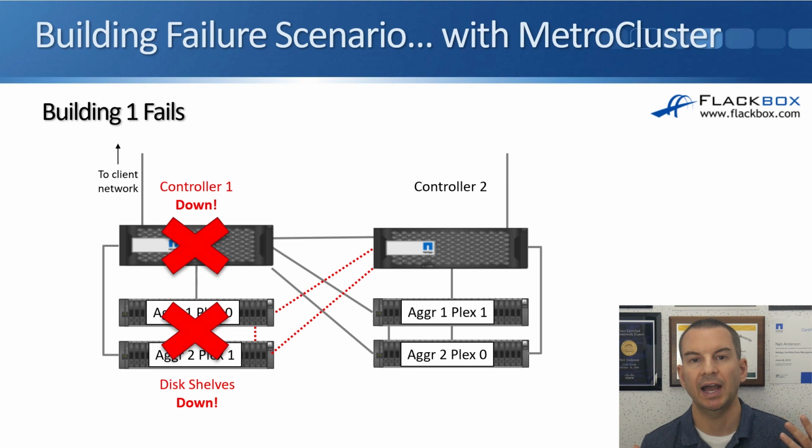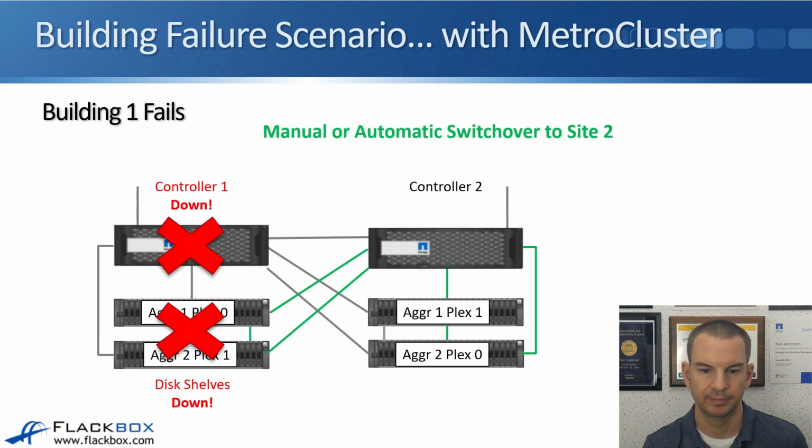Now, if we have a building failure, so here building 1 fails, well, we've still got a controller working, and we've still got a copy of the data in aggregate 1 and a copy of the data in aggregate 2, so the data is still going to be accessible to our clients. For the failover to building 2 when building 1 fails, you can either do that manually or you can have an automatic switchover to site 2.